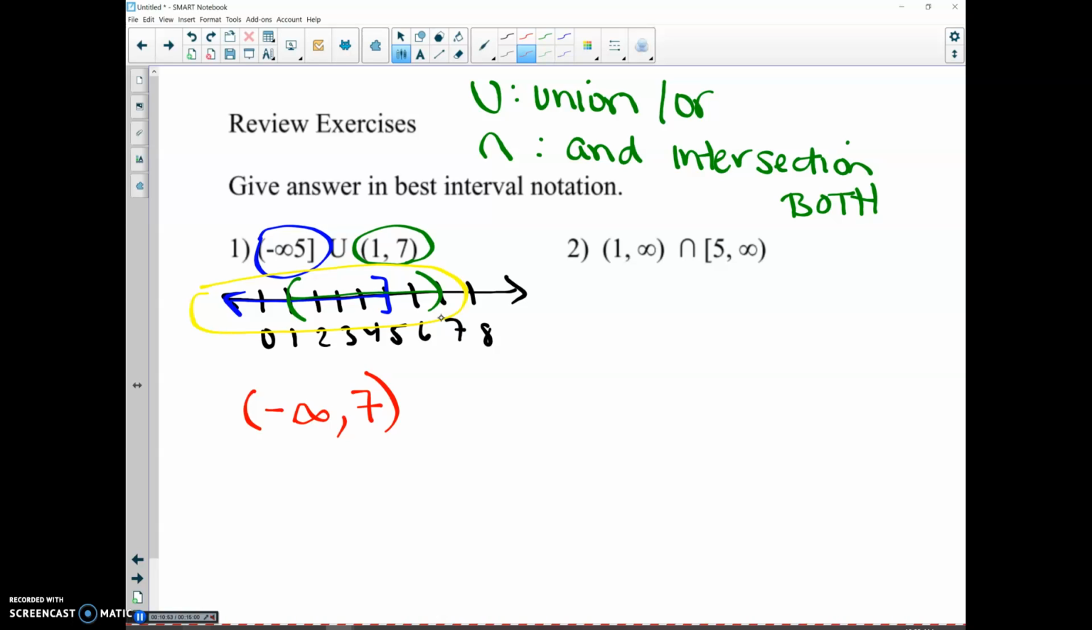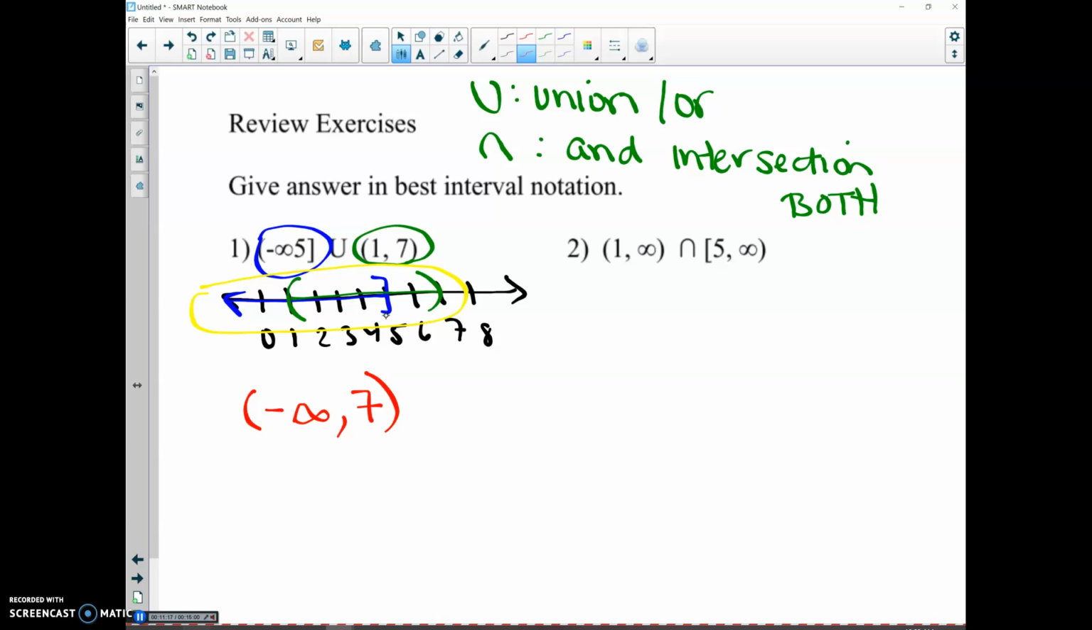Intersection is more specific in the sense that it needs to satisfy both of the intervals. So we are looking for when it is both shaded. So in number 1, if that question was intersection, we would only be taking what is green and blue. So this piece right here, 1 to 5, parenthesis 1, comma 5, bracket, if that was intersection.